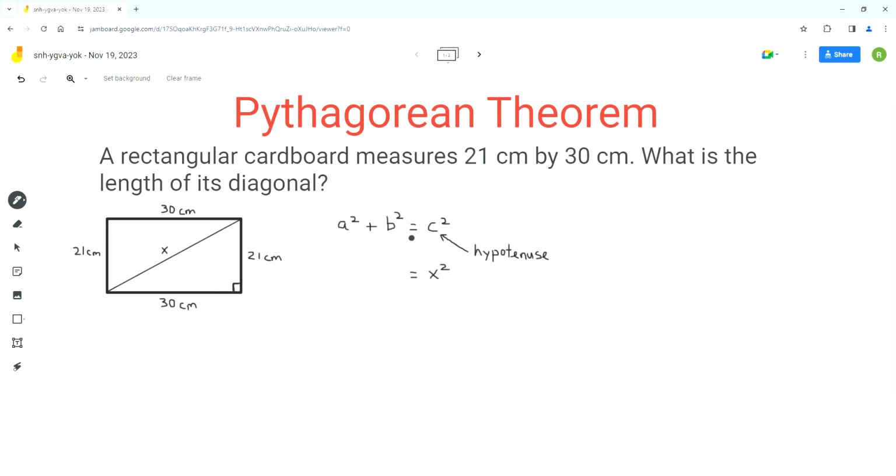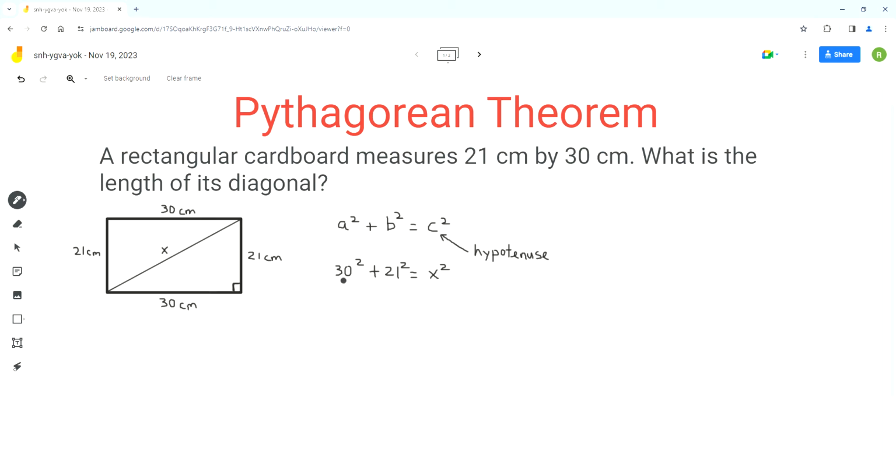And a and b are the other two side lengths in the right angle triangle. So either of them can be a and the other one will be b. So in this case, we can assume a is 30 square and then b will automatically become 21. So this is the step we get by subbing in the values of a and b. So now we just have to solve this equation to find the value of x.